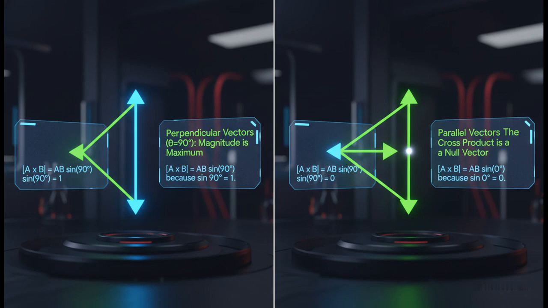But if they're parallel, the angle is 0, and the sine of 0 is 0. So the whole cross product just becomes a null vector. It has 0 magnitude and no real direction. And that makes total sense geometrically, right? You can't make a parallelogram with two parallel lines.